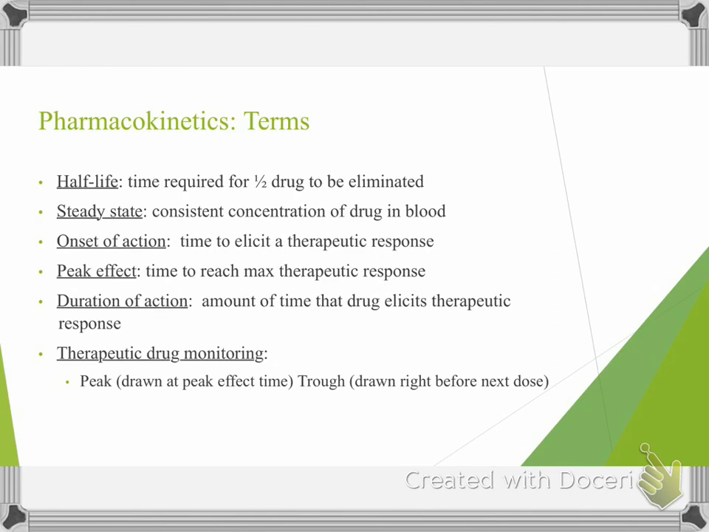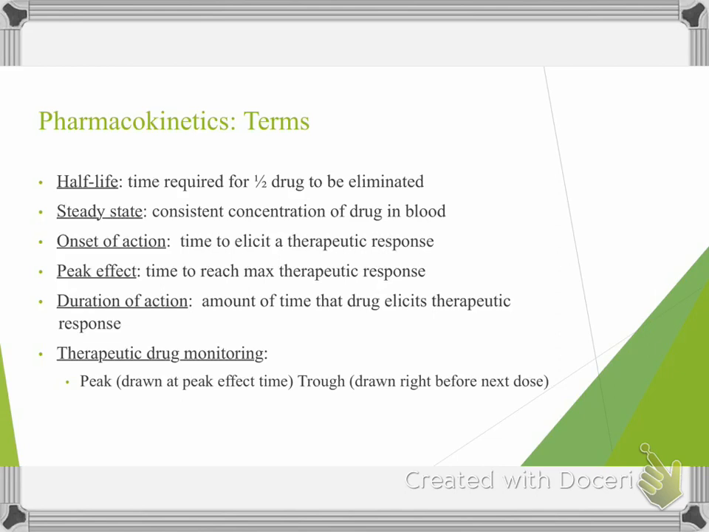In another 2 hours, 25% of the drug is out of the system. So you dropped it to 50% in the first 2 hours. In the next 2 hours, you drop it to 25%. 2 hours from that, you drop it to 12.5%. Another 2 hours from that, you drop it to 6.25%. Another 2 hours after that, you drop it to 3.125%. See what I mean? That's why it takes about 5 half-lives to get something completely out of your system. That's why it's important to know what the half-life is.